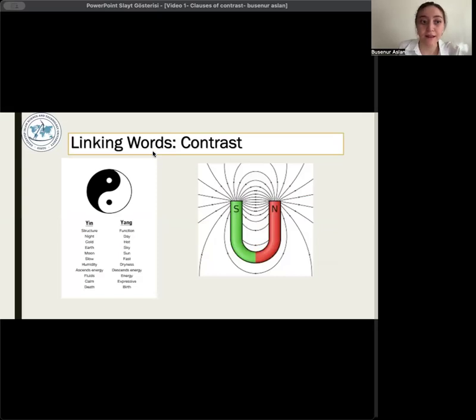There is a link. That's why we use the linking words of contrast. They link two opposite sides. They link two contrastive ideas.